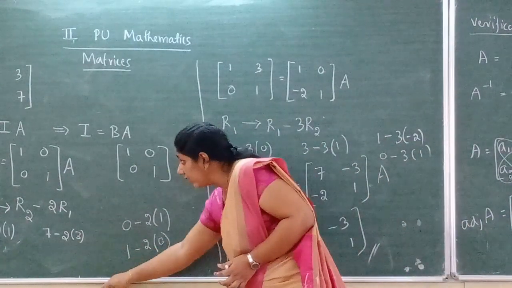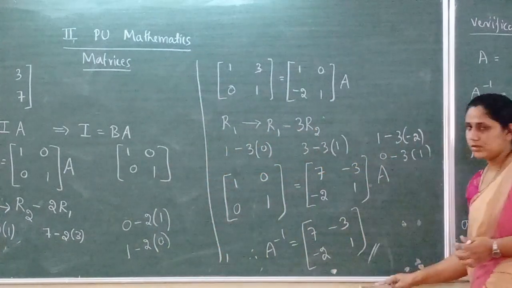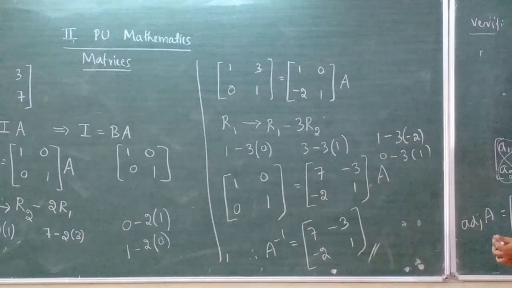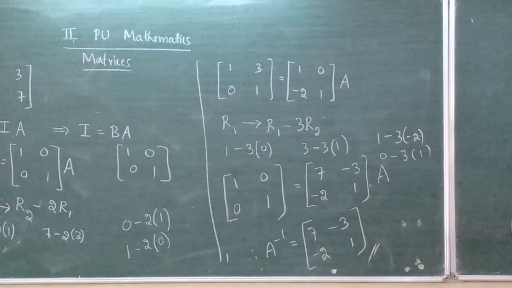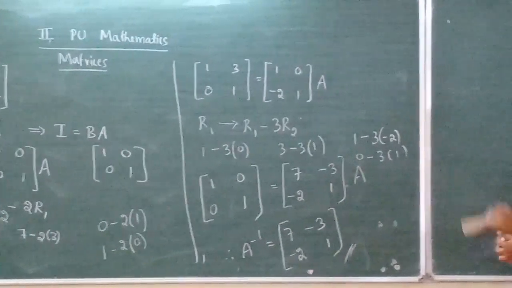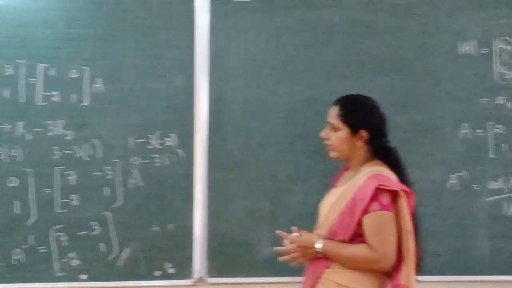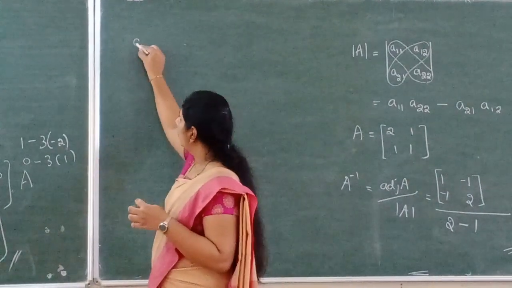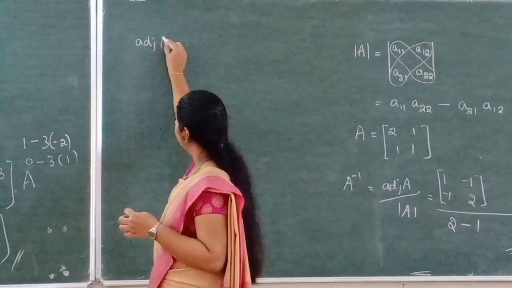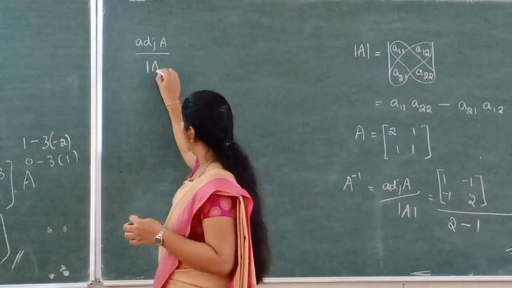So this is using row operation. You can use column operation also. Now we will verify whether this A inverse is correct or not. For that, you have to find adjoint A and determinant A.